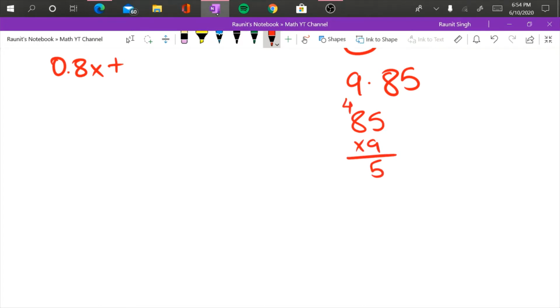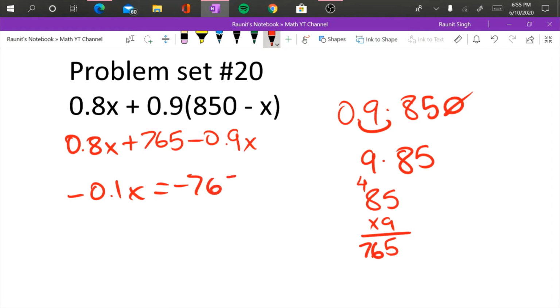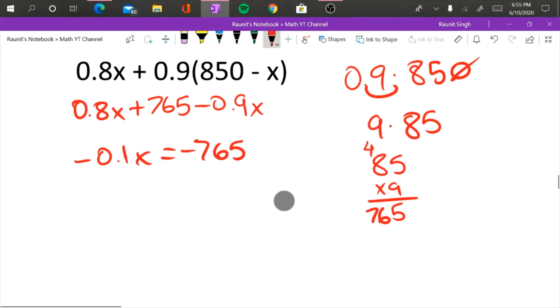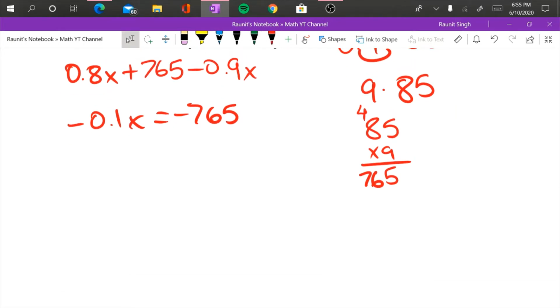9 times 8 is 72, 72 plus 4 is 76, so 765. Minus 0.9x, you're going to get negative 0.1x is equal to negative 765. Because we need to bring the x's on one side, which they already are, we just need to subtract 765 from both sides, so that we can get the numbers on the right side.